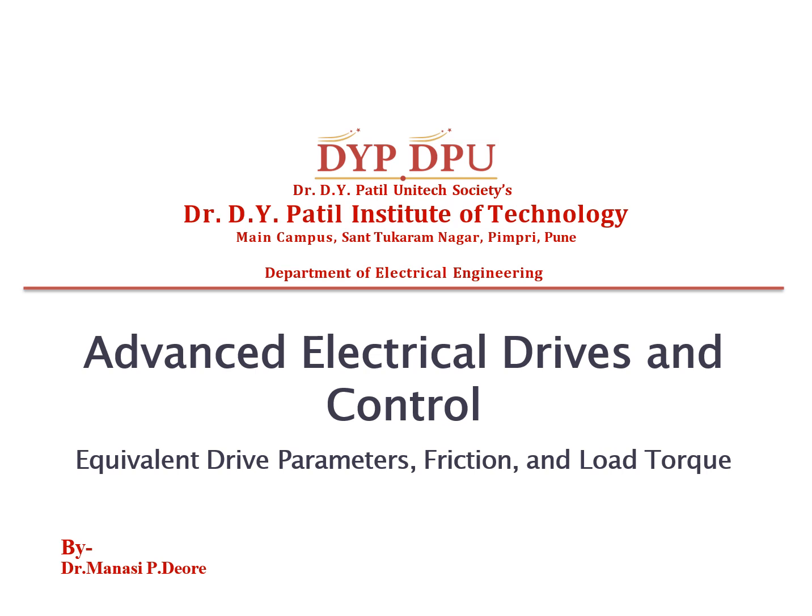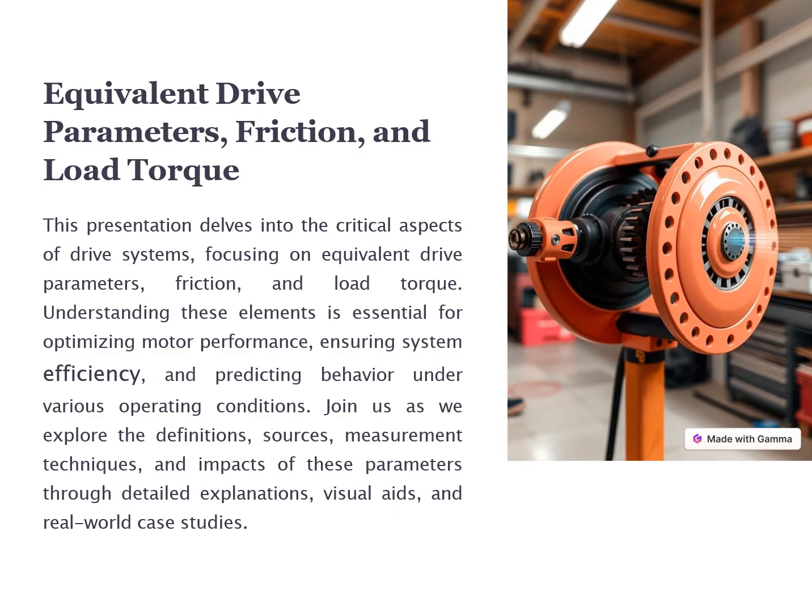Today we are diving deep into the world of electric drives, focusing on three critical aspects that every engineer, student or enthusiast should understand: equivalent drive parameters, friction and load torque. These elements are the backbone of motor performance, system efficiency and predictive behavior in various operating conditions. Whether you are working on industrial robotics, electric vehicles or wind turbines, understanding these concepts is essential. So grab a notebook because this is going to be a technical and insightful session.